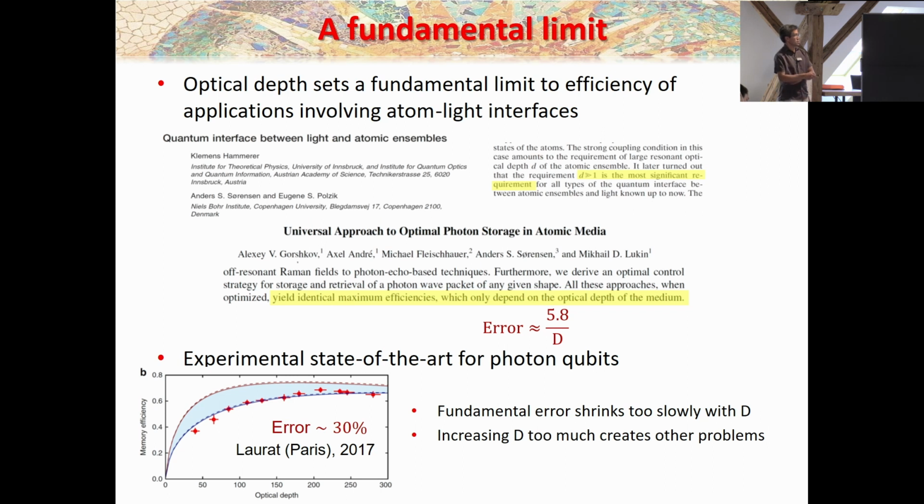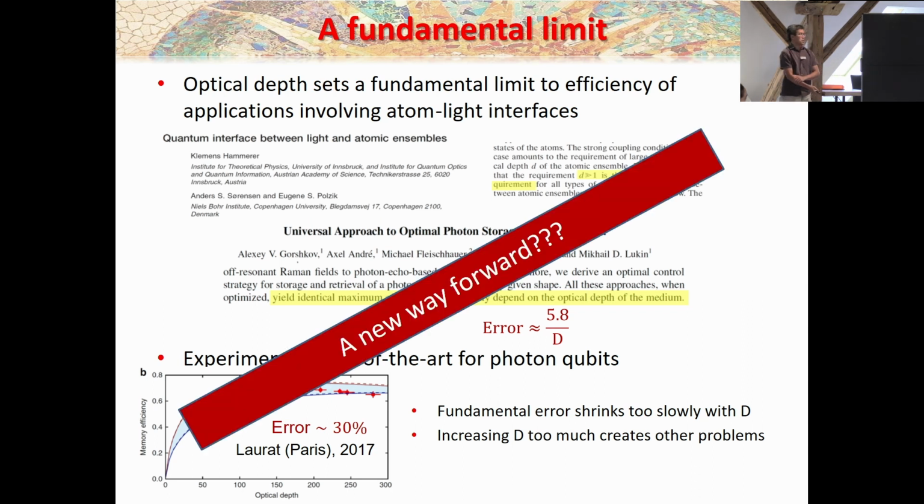This is just one particular experiment, but I would say this kind of trend is pretty typical for many of the things that you would like to do with atomic ensembles. Here you see that you get stuck with an error of 30%. It's not big, but it's not very small either. And then the question is, if that's the general state of the art for experiments, can we find a new way to reduce the errors even further?